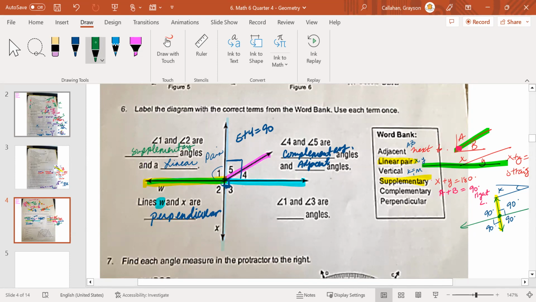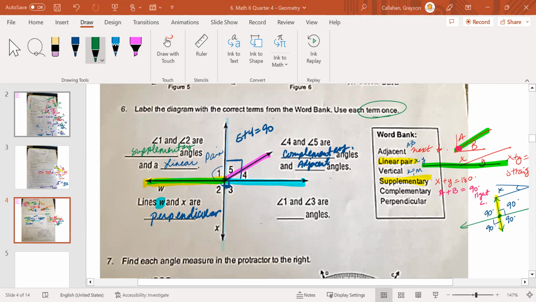Angles and a linear pair. So it's kind of like a play on words, where you go back and forth, because you first thought it was adjacent, and they are. 1 and 2 are adjacent angles, but since you can only use each term once, you need to go back and change it. It's kind of like a little puzzle to make sure that everything fits perfectly.